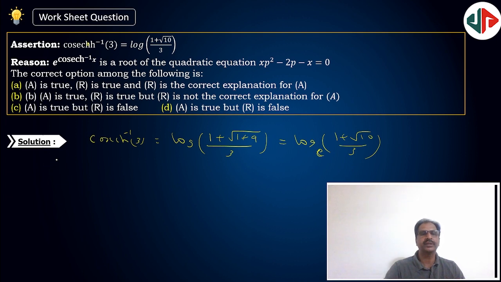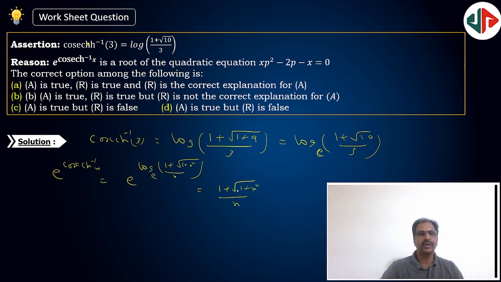e power cosech inverse x is a root of the given quadratic equation. First let us find e power cosech inverse x. Cosech inverse x is log of (1 plus root of 1 plus x square) by x when x is positive. So this is nothing but (1 plus root 1 plus x square) by x. Now let us check whether this is a root of this quadratic equation or not. Accordingly, you can say whether the reason is correct or not.